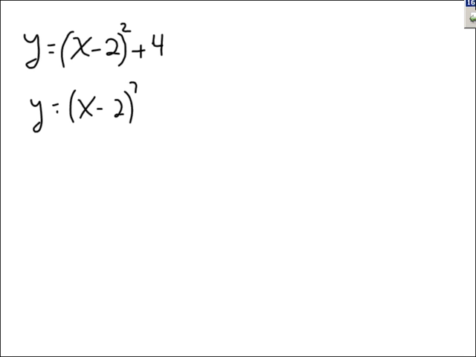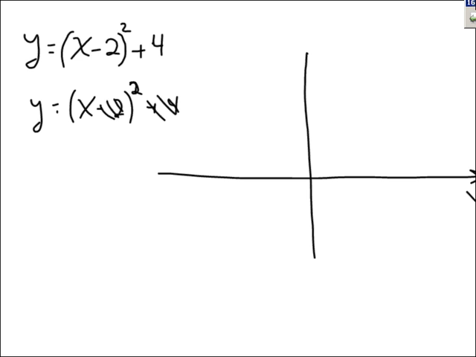So, if you were asked to graph y is equal to x minus 2 squared plus 4, or if you ignore the shifts, if you ignore the horizontal shift and you ignore the vertical shift, it is y equal x squared. This is going to be a y equal x squared graph. But it has a shift. Now, what's really shifting is not the graph, but the axes.